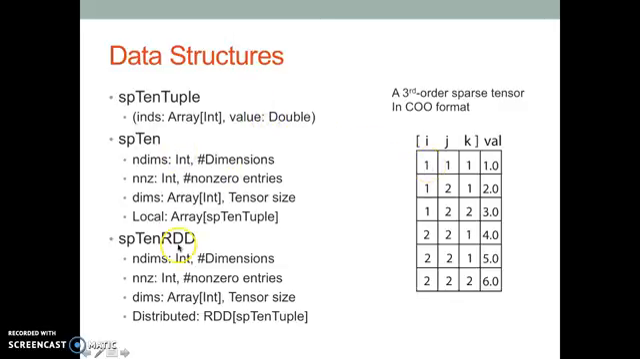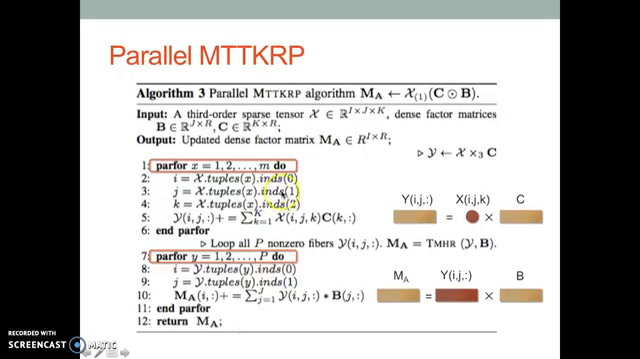SPTensor and SPTensorRDD represent the local sparse tensor or a distributed sparse tensor, with three other members to represent the number of dimensions, number of non-zero entries, and tensor size. And then for a local tensor, we represent using an array, and for a distributed tensor, we use RDD format to distribute the sparse tensor. Now we get the parallel MTTKRP algorithm.